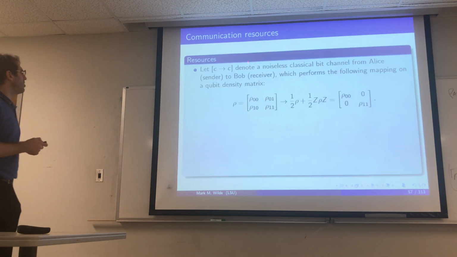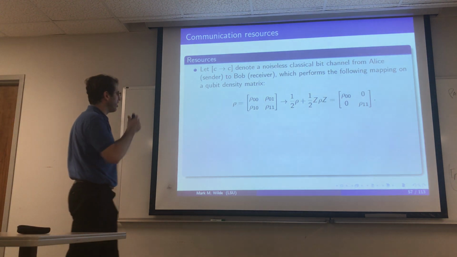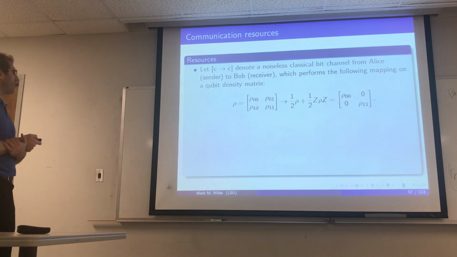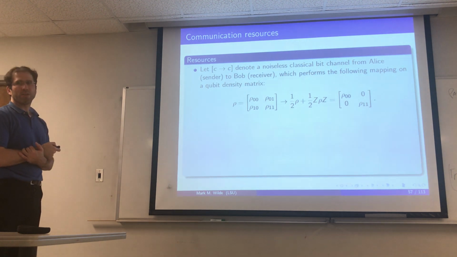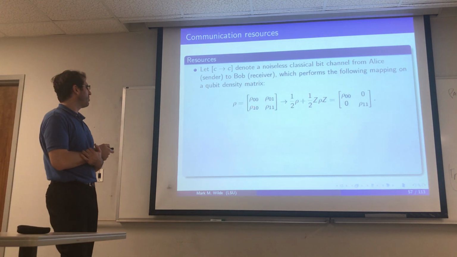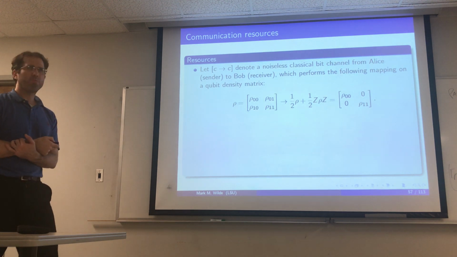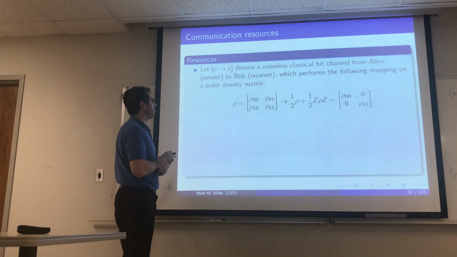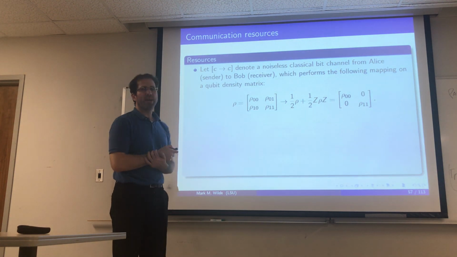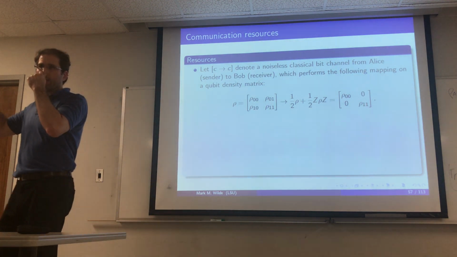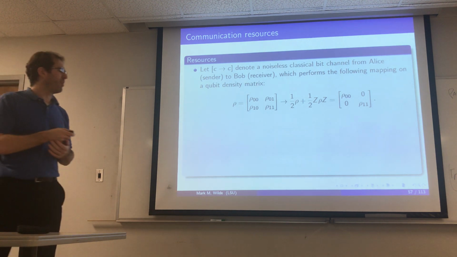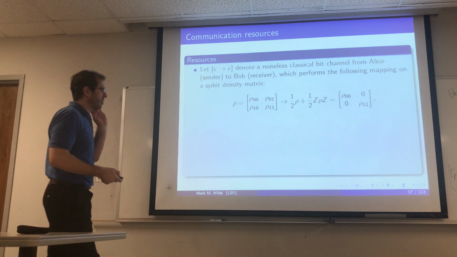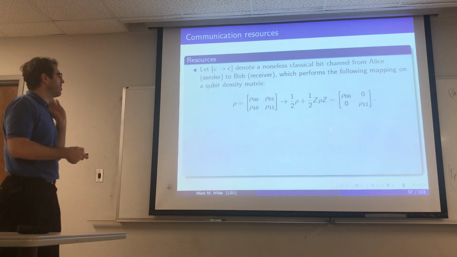So what are the resources? The first is what we'll call a classical bit channel. Okay, and if you have a density operator that describes a qubit, it's just a 2x2 matrix. It has to be positive semi-definite with trace 1. What does a classical channel do? It removes the off-diagonal elements. It takes a quantum state to a classical state, right? This is classical with respect to some preferred basis, in this case, the standard basis.